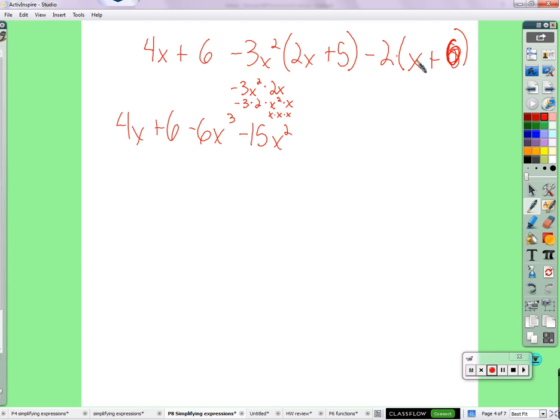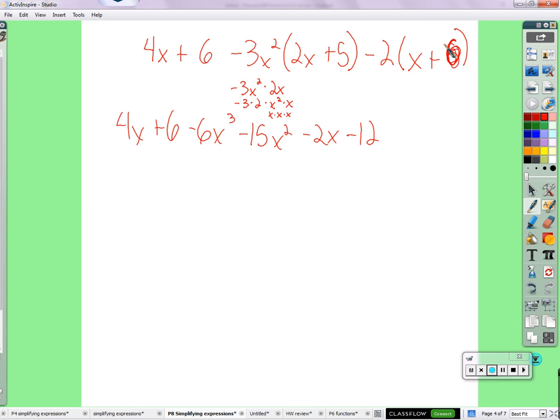Negative 2 times x. Negative 2 times 6, negative 12. Somebody I was helping had a negative 6 there. Just a copying error, so whoever that was, watch out. Somebody had a negative 6 inside the parentheses.